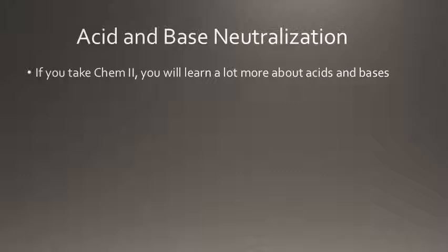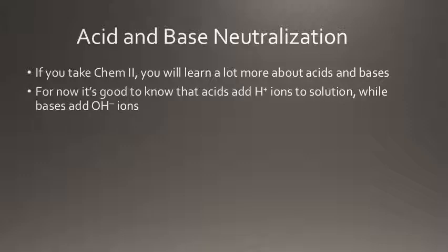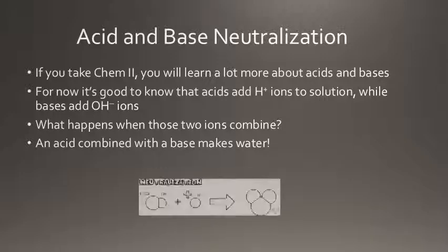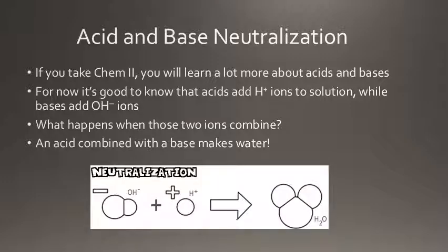So if you take Chem 2, there's a whole chapter on acids and bases. This is just an overview for now. It's good to know now that acids add H+ ions to solution, while bases add OH-. So what happens when H+ and OH- combine? An acid combined with a base makes water. There's our reaction. OH- and the H+, the plus and the minus, attract each other. The result is a neutral H2O molecule.